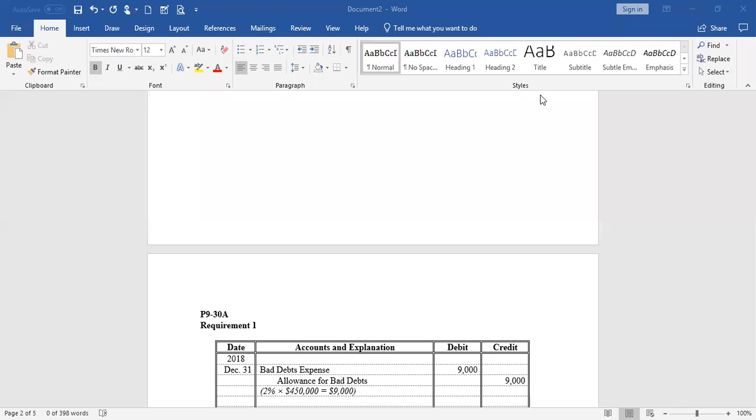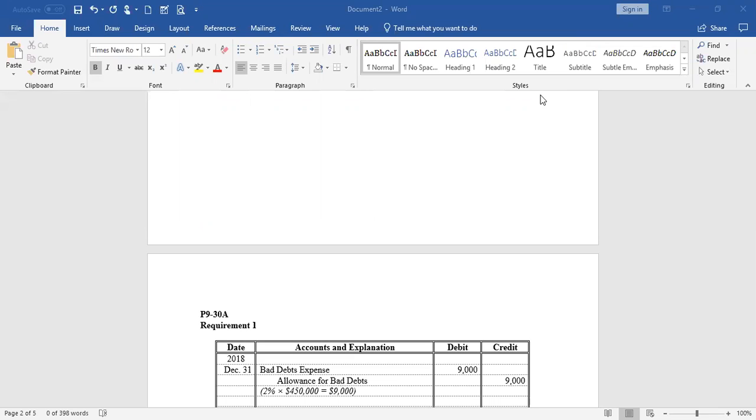Hi everyone. We are now going to take a look at the two problems in part 1 of chapter 9 that we have for practice. I'm going to start with 930A, and this is where we are looking at estimating bad debt expense under the allowance method. Remember, the allowance method is the method we use for financial accounting. The beginning of your book talked about the direct method, and that's used for tax accounting. So we'll focus on the allowance method.